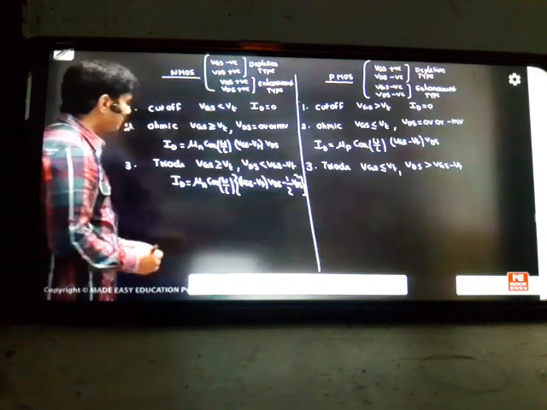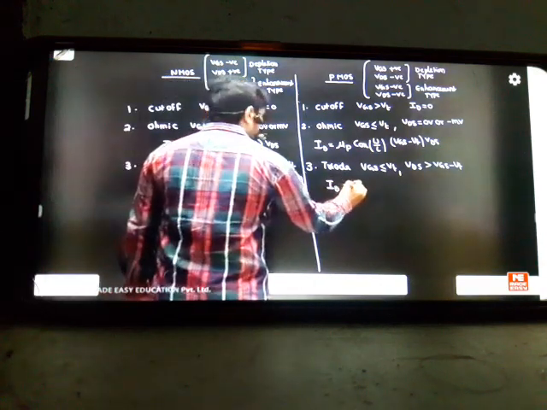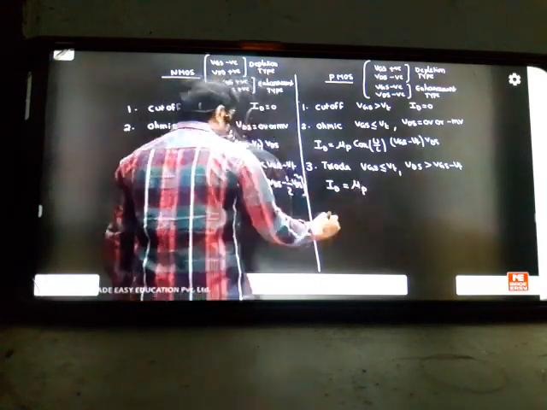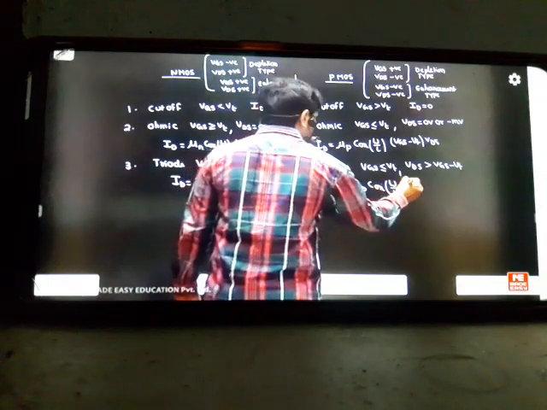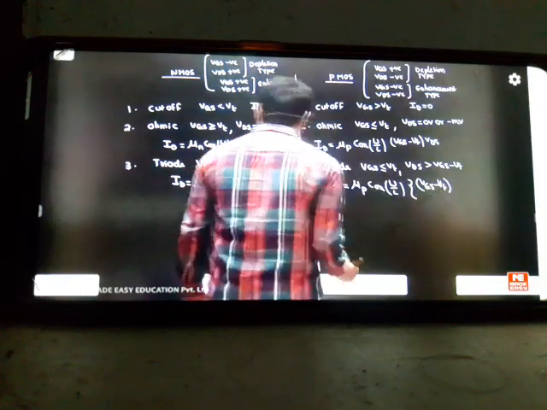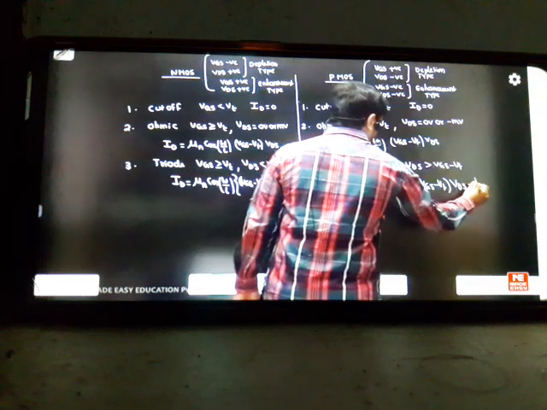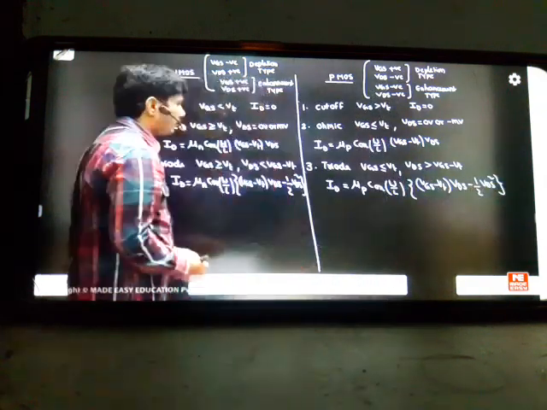Opposite knowledge. So your ID will be, mu n becomes mu p here, mu p Cox W by L into VGS minus VT into VDS minus half into VDS square. So this is about your triode effect.